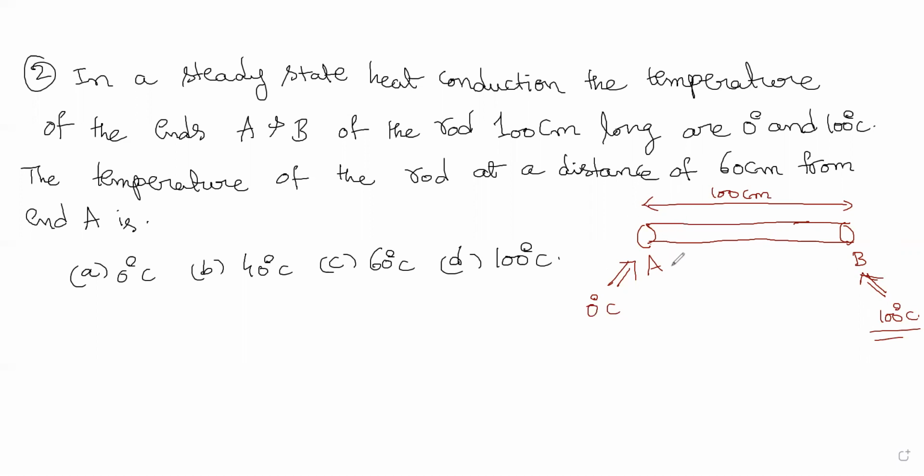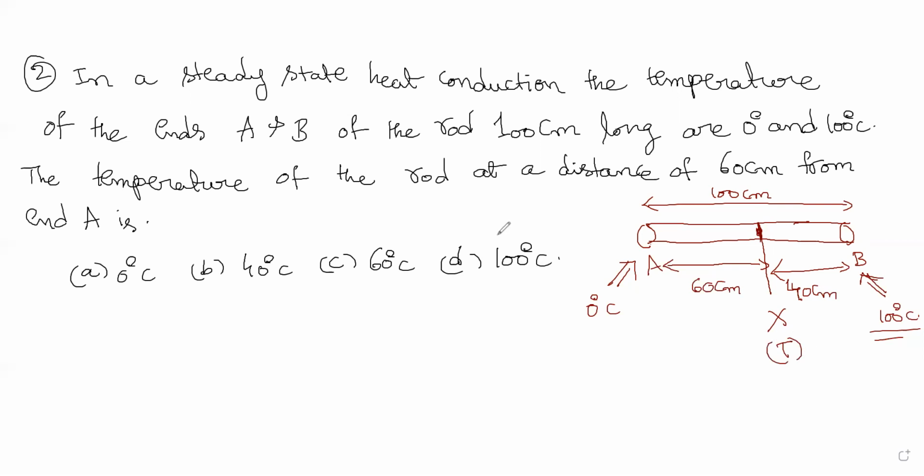From A onwards, they have given one point here. This is 60 centimeters from end A. That means this length is 40 centimeters from the end B. Let us choose this point as some X. At the point X, what is the temperature we have to find? So let's assume the temperature at this point is T.